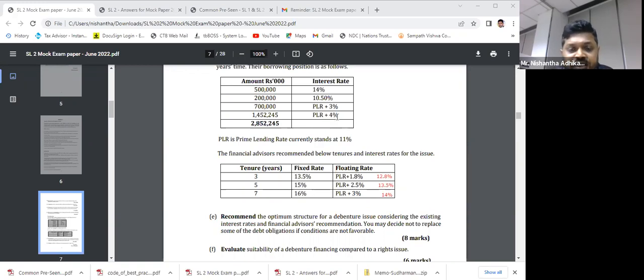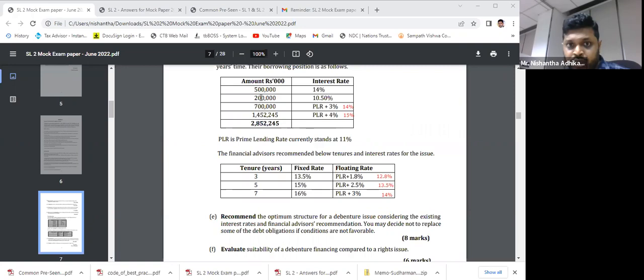Now look at these rates. You have borrowed 700 million for PLR plus 3. That means this should be 14%. PLR plus 4% mean it should be 15%. Now you need to determine which facilities to be replaced with other facilities. First one, 14%. You can replace with 3-year tenor bond because our 5-year tenor bond 13.5. This 500 million you can replace because current interest rate is 14%.